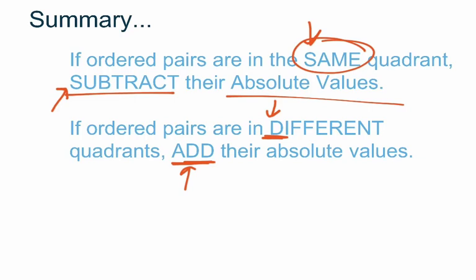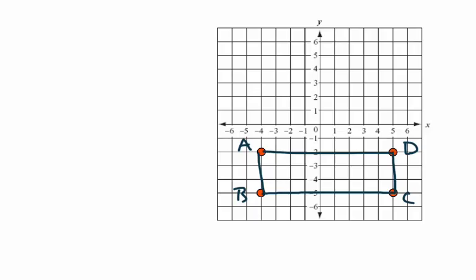Let's apply this to shapes, not just lines. For this problem, we have rectangle ABCD. A couple things we'll want to notice is that A and B are in the same quadrant and D and C are in the same quadrant, but A and D are in different quadrants, and B and C are in different quadrants. So let's start by finding the length and the width of this rectangle.